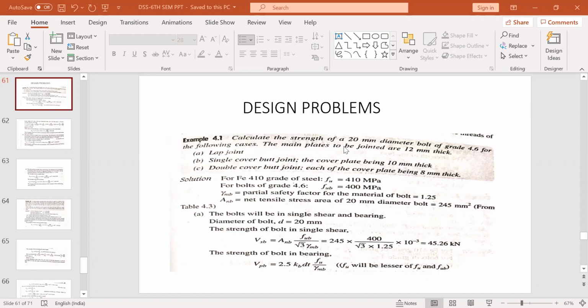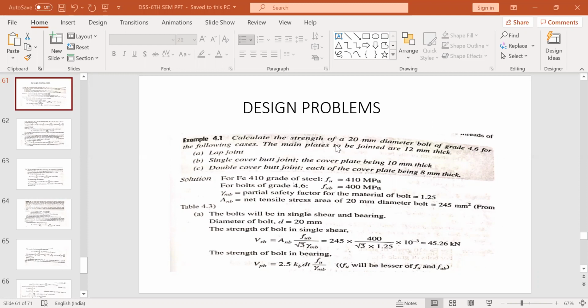Calculate the strength of a 20 diameter bolt of grade 4.6 for the following cases. The main plates to be jointed are 12 thick. Lap joint, single cover butt joint, double cover butt joint. So you have three cases. First case is the lap joint. In a lap joint, one plate is placed over the other plate, and then bolting is done.